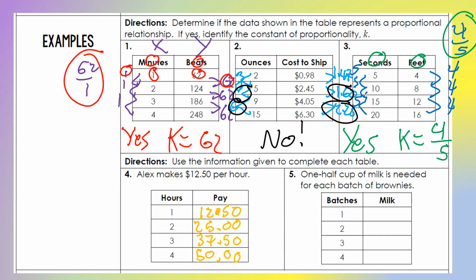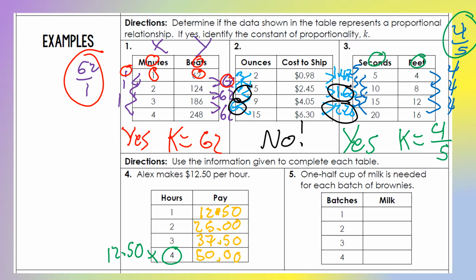So what's the pattern happening here? Well, they're just adding $12.50 each time. Or you could say they're taking the amount of hours and multiplying that by $12.50. So if somebody asked you how much would Alex make in 9 hours, you could just multiply 9 times $12.50 and get the answer.